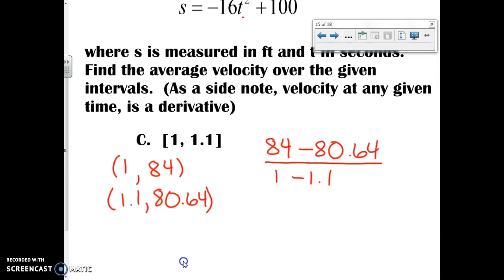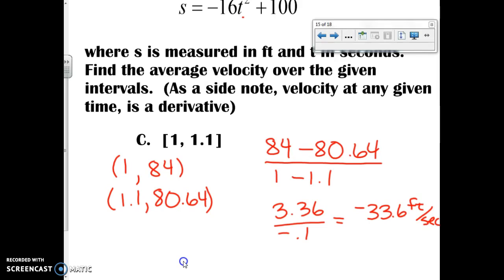And 80 minus 80.64 is 3.36. This will be negative 0.1, which I believe, yep, I was going to say it's just going to move our decimal point over, but this goes to negative 33.6 feet per second. So my average rate of change is negative 33.6 feet per second.